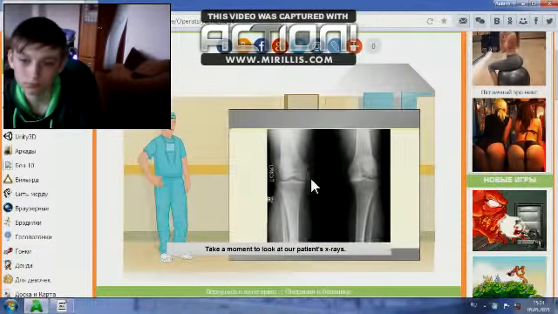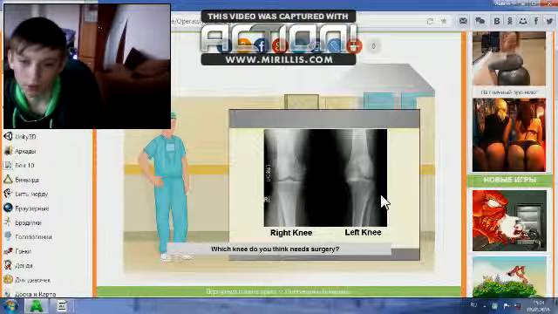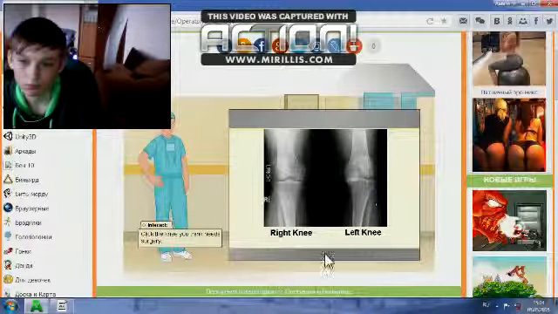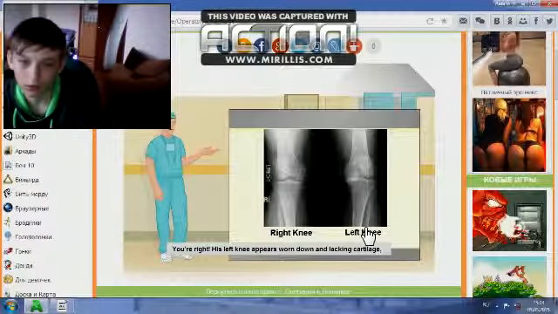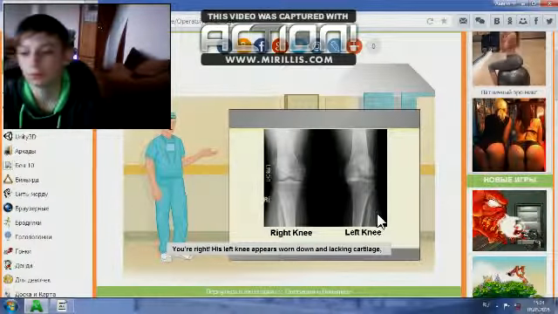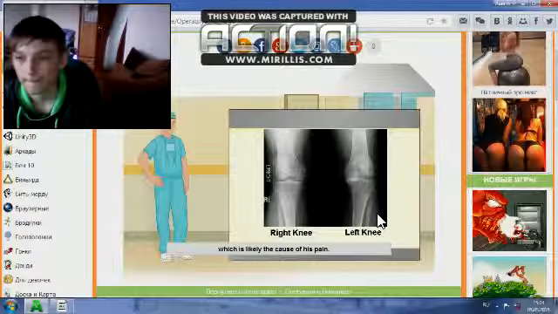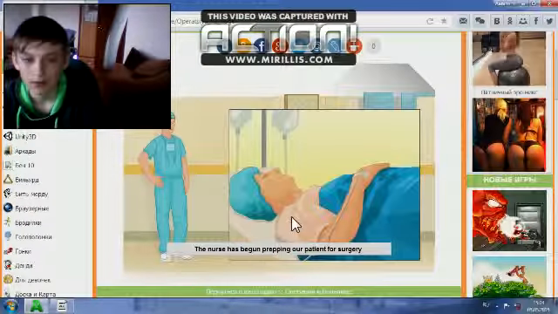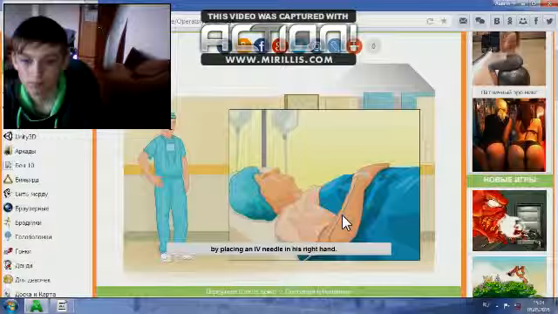Take a moment to look at our patient's x-rays. Which knee do you think needs surgery? You're right. His left knee appears worn down and lacking cartilage, which is likely the cause of his pain. The nurse has begun prepping our patient for surgery by placing an IV needle in his right hand.